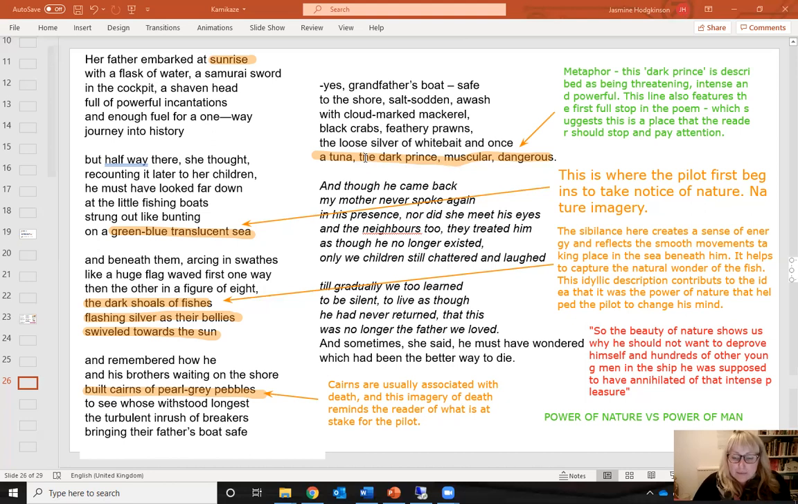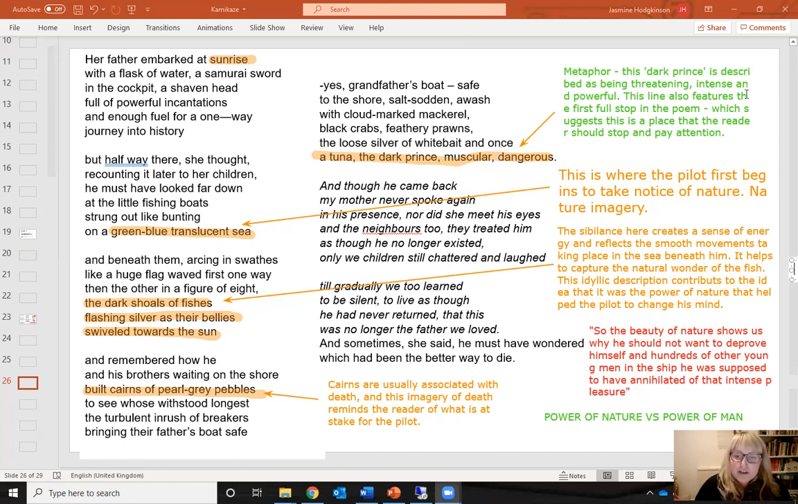The tuna is being described as a prince. So the metaphor here, this dark prince, is described as being threatening, intense, and powerful. All right, it's muscular, it's dangerous, which kind of links back to that idea of the power of nature versus the power of man. This fish here is being presented as more dangerous and more powerful than mankind.